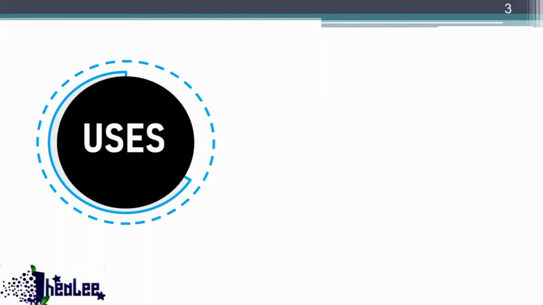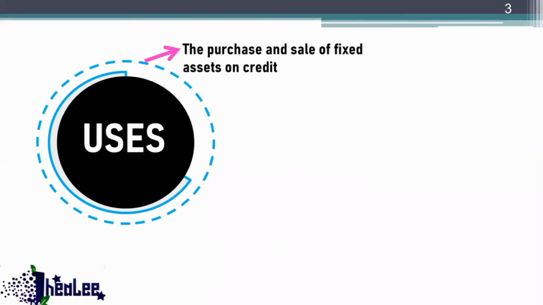So there are different types of books of original entry. And of course, you should know, based on the transactions, which book of original entry to be used. Now, in terms of the different transactions as it relates to the general journal, let's look at those that would be recorded in the general journal. And the first one is to record the purchase and sale of fixed assets on credit. So remember, the purchase and sale of fixed assets on credit.